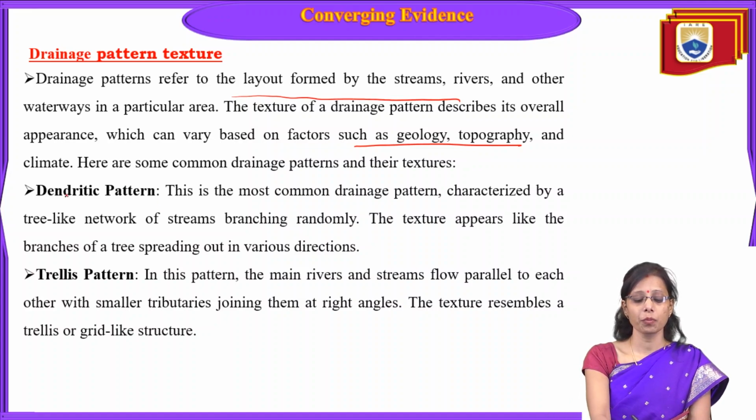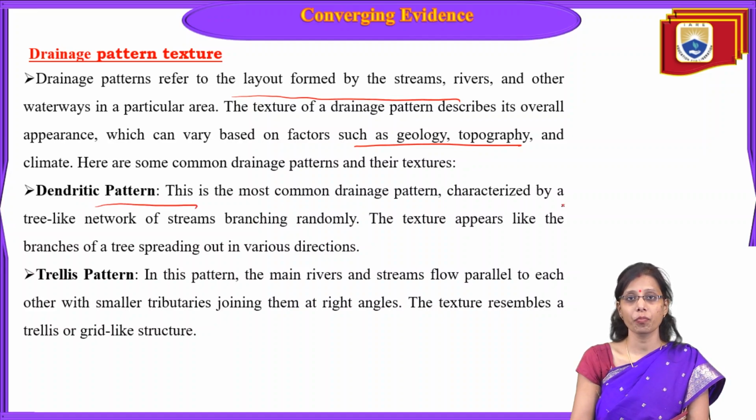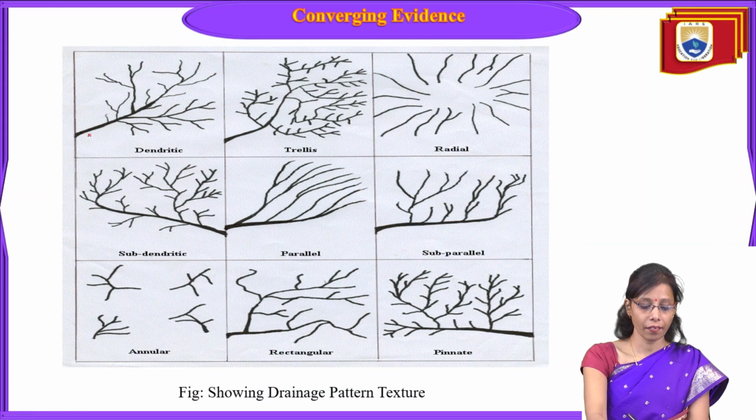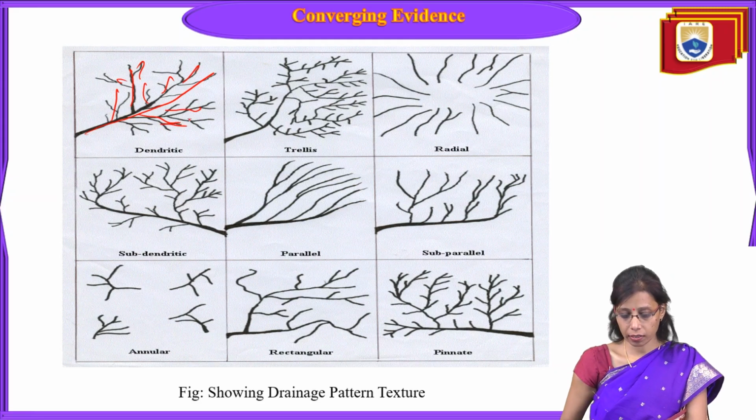So we have different types of drainage pattern here, like the dendritic pattern. This is the most common drainage pattern, characterized by a tree-like network of streams. I can show you the image here. So this is a tree-like image. It looks like this. This kind of drainage pattern is called dendritic.